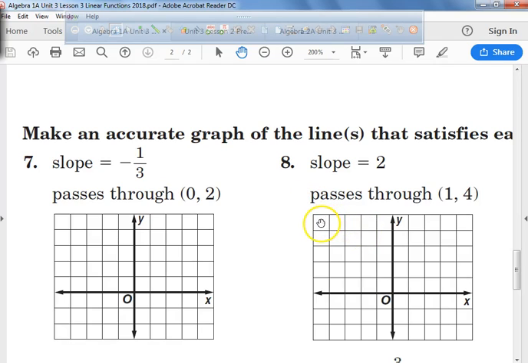What we're going to be doing today is we're going to be applying slope, right? We're going to be making accurate graphs of lines where they have a point and a slope. So all we're going to be doing is drawing lines that go through points and applying the slopes.